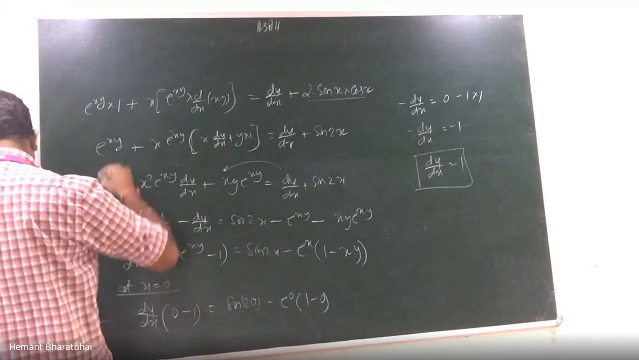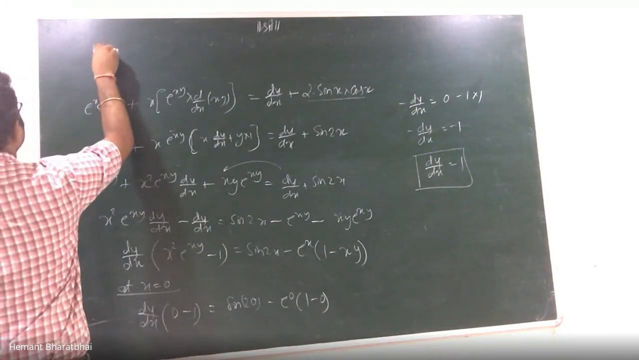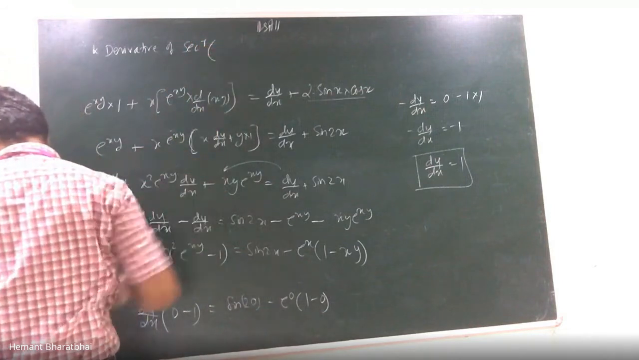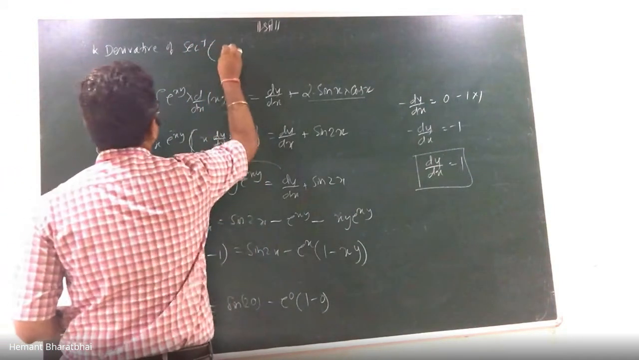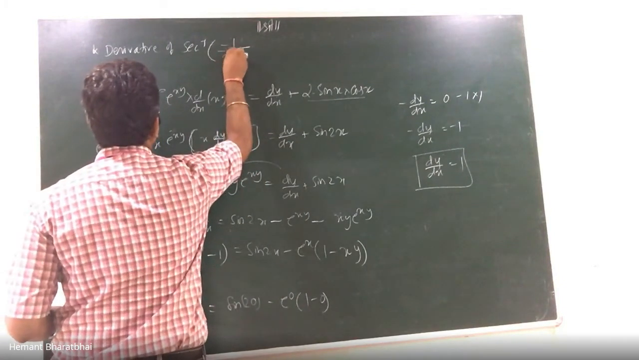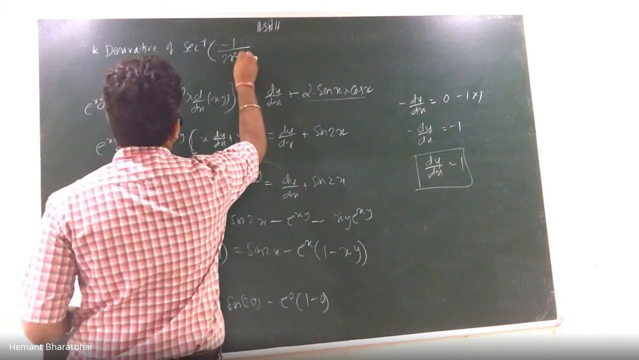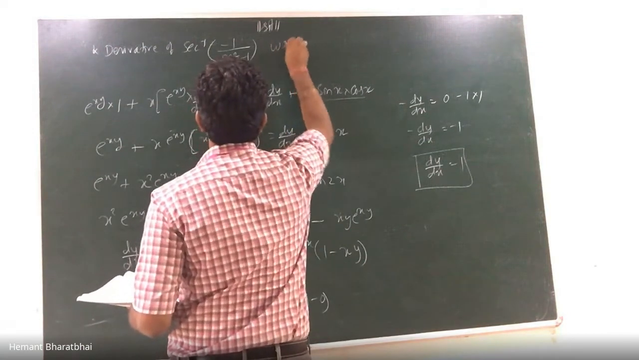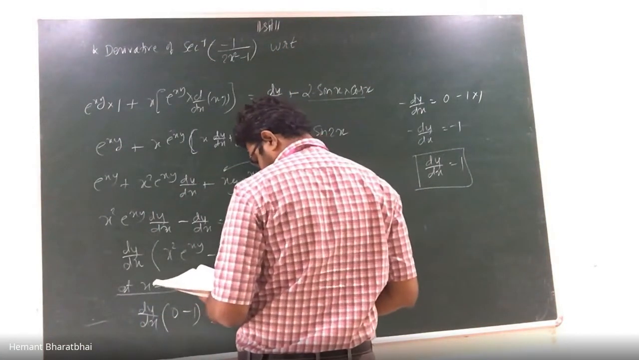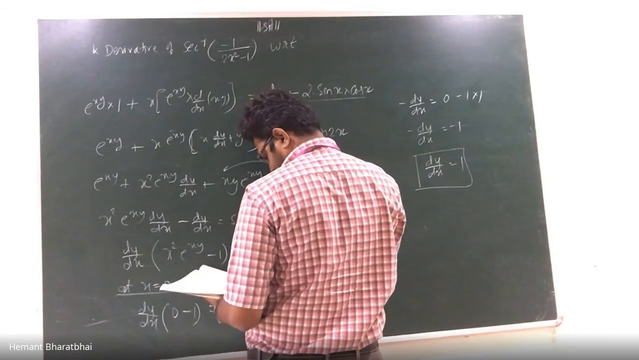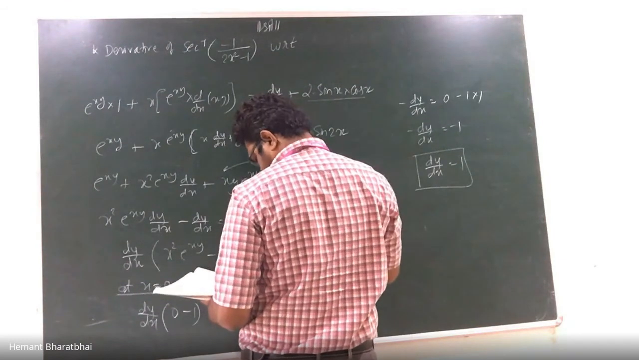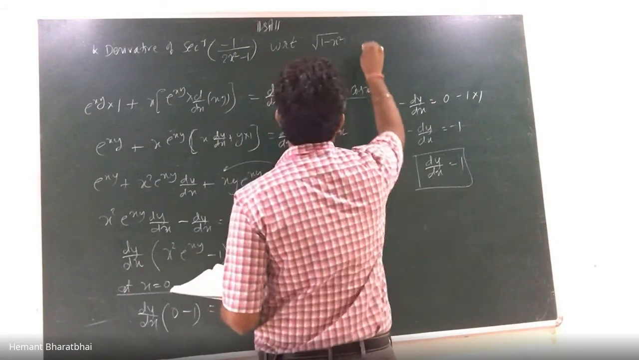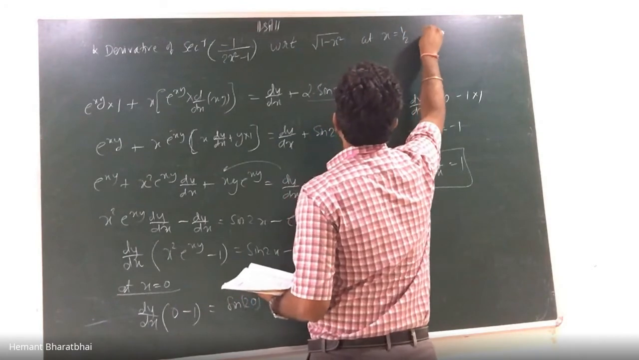So the next question is: derivative of sec inverse of minus 1 upon 2x square minus 1, with respect to under root of 1 minus x square, at x is equal to 1 by 2 is.